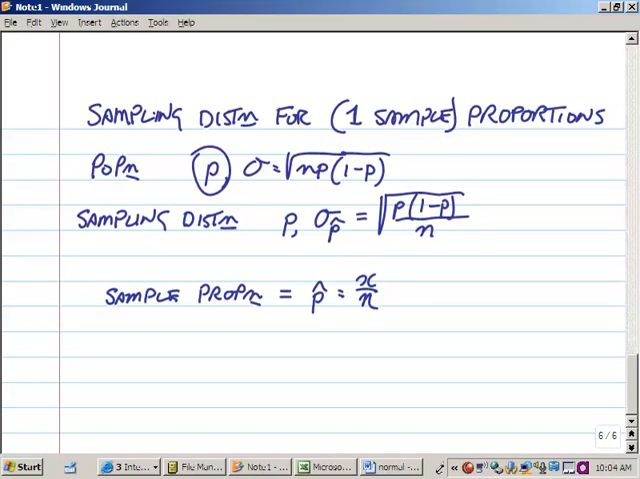The standard deviation of the population, sigma, will be the square root of P times Q, but like I said, we really don't need that formula, because when we're doing sampling distributions, all we care about is the mean of the distribution, P, and the standard deviation of the distribution, sigma sub P hat.